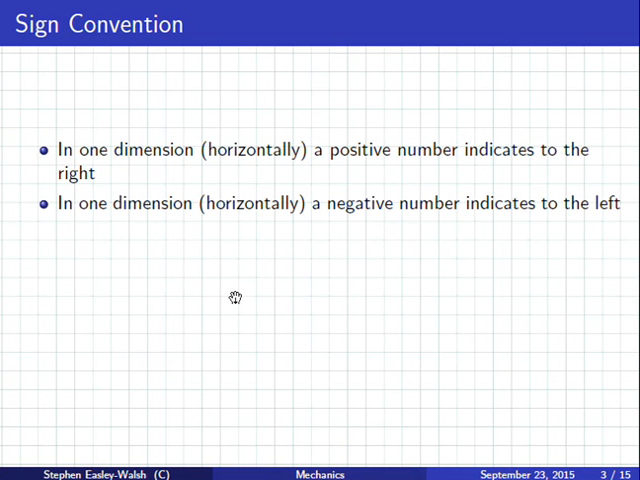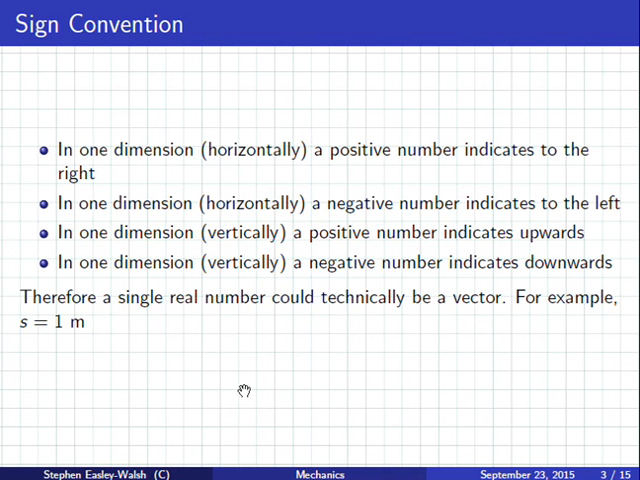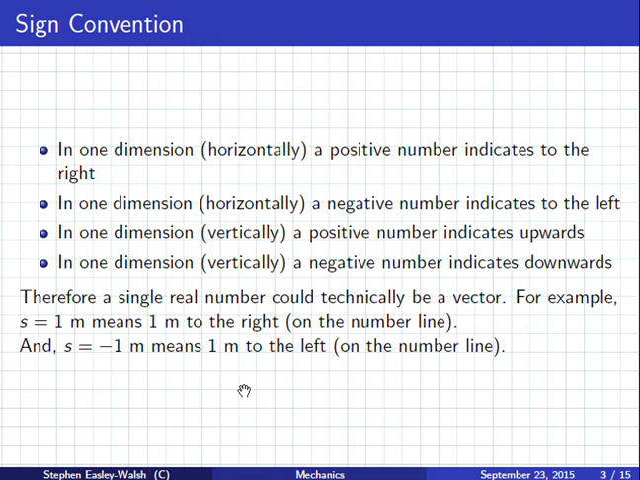Again, right is positive, left is negative. And vertically, up is positive and down is negative. Just like in math class. Yeah? Okay. So my example is, if x is 1 meter, that means 1 meter to the right. And if x equals minus 1 meter, that means 1 meter to the left. You don't need to write this down because you should know this from math class. Okay.